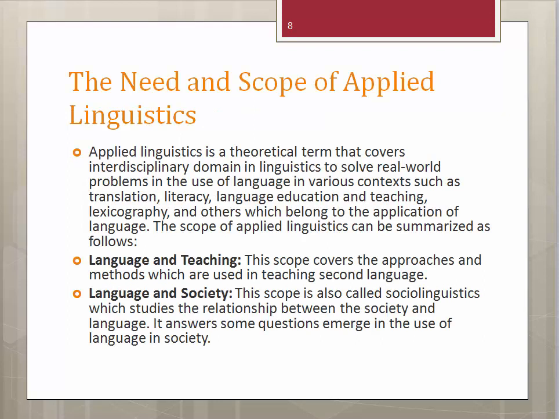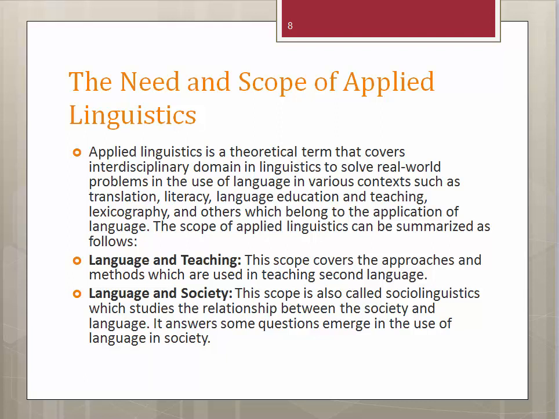So what is the need and scope of applied linguistics? Applied linguistics is a theoretical term that covers an interdisciplinary domain, as we discussed previously, in linguistics to solve real-world problems in the use of language in various contexts such as translation, literacy, language education and teaching, lexicography, and others which belong to the application of language. The scope of applied linguistics can be summarized as language and teaching and language and society.